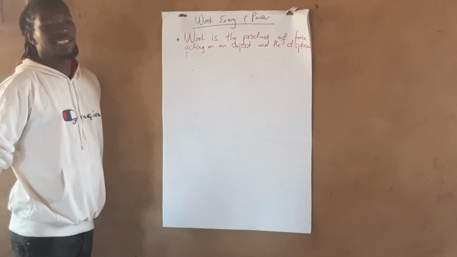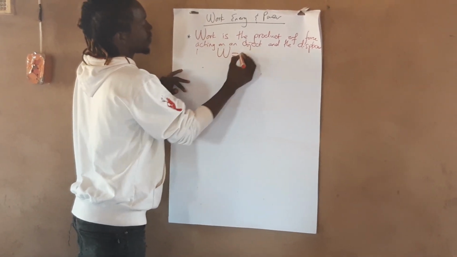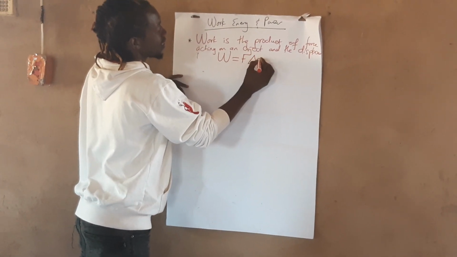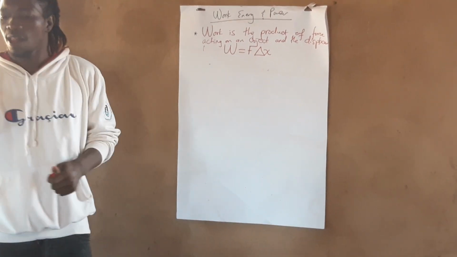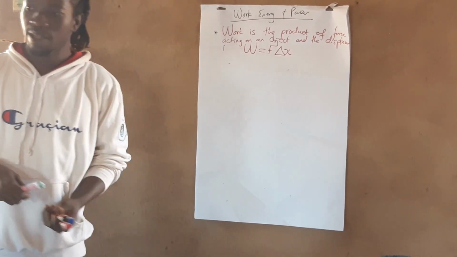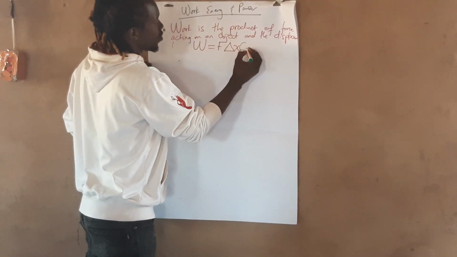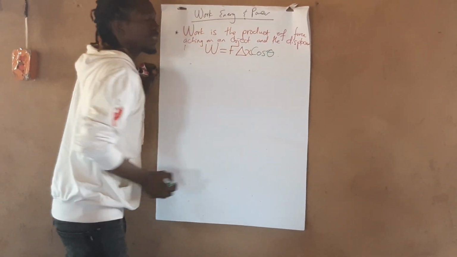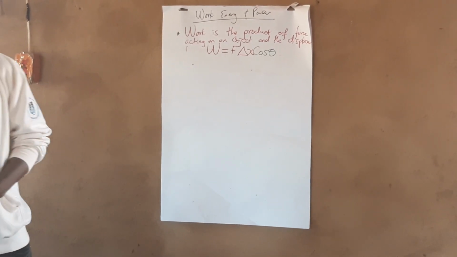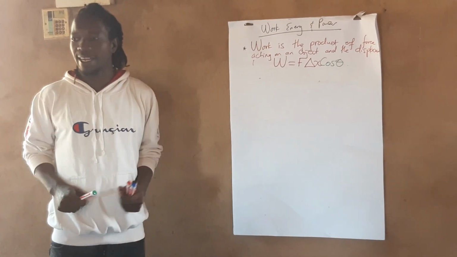So how can we represent that mathematically? We can say work is equal to force multiplied by the displacement, change in x, right? So let me give you a trick that maybe at school they won't give you. Here at school they'll tell you that you will put cos theta, right? And the theta is representing the angle at which the force is acting relative to the parallel of the plane, right?